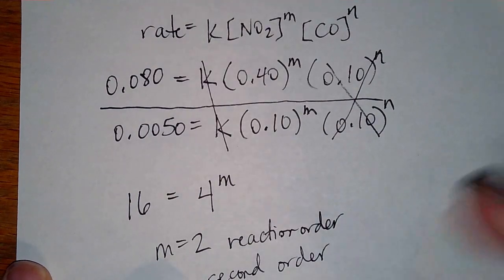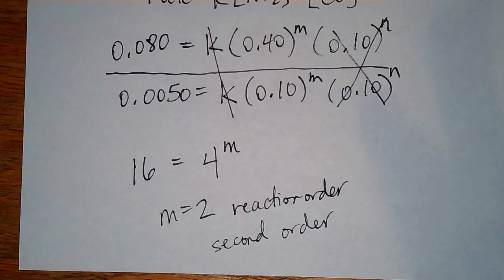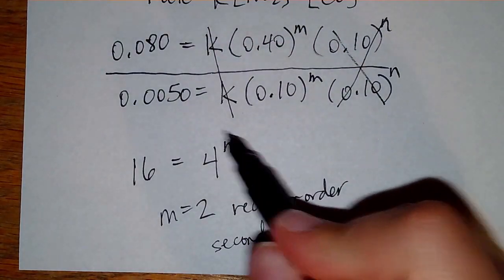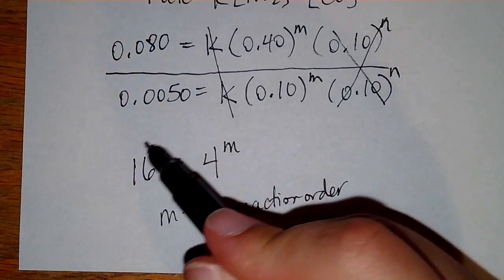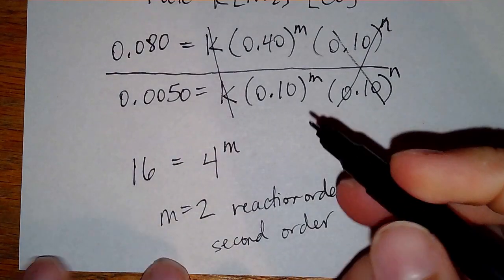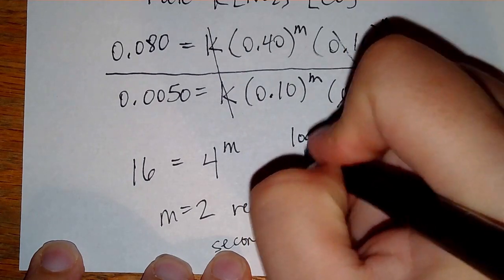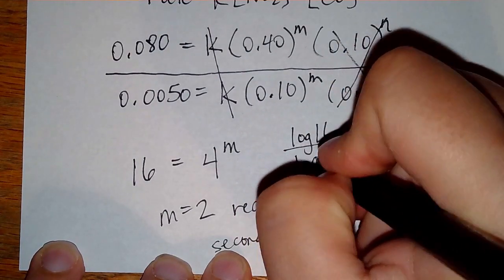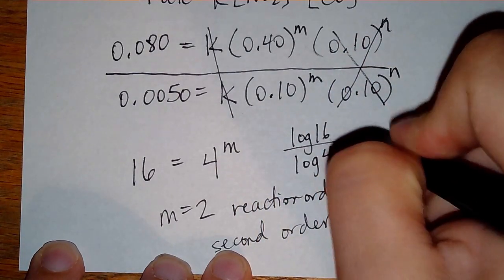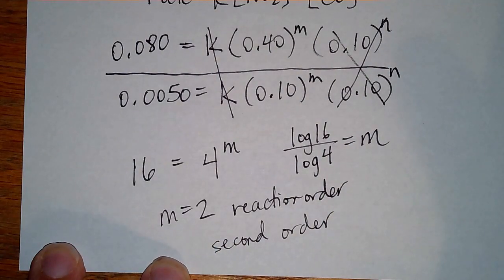Alright, if this isn't obvious to you, you can set this up as a log ratio. So the log of 16 divided by the log of 4 would be M. And you can put that into your calculator.